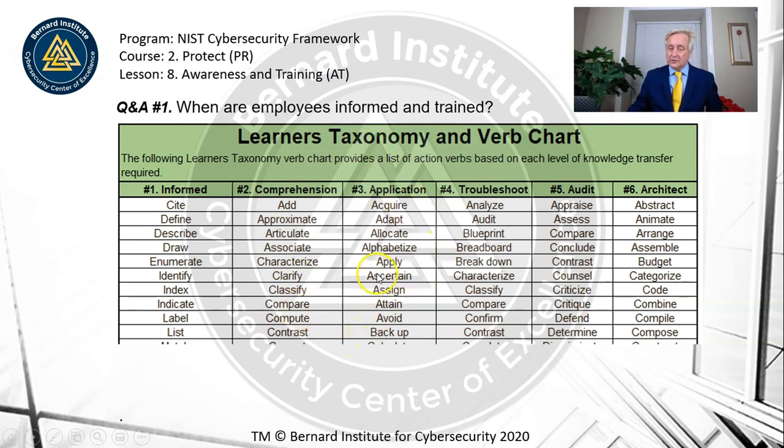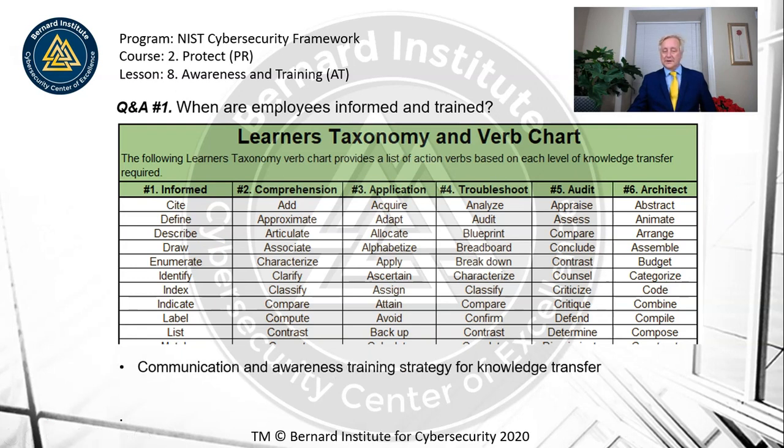So you might want to ask questions around this. How do you apply risk management in a cybersecurity environment? So they should be able to answer that. So that's application. You can ask them about troubleshooting, auditing, and architecture as well. So the verb chart helps. It's much bigger than this. This is just a small sample with just a few rows to give you an idea of what it looks like.